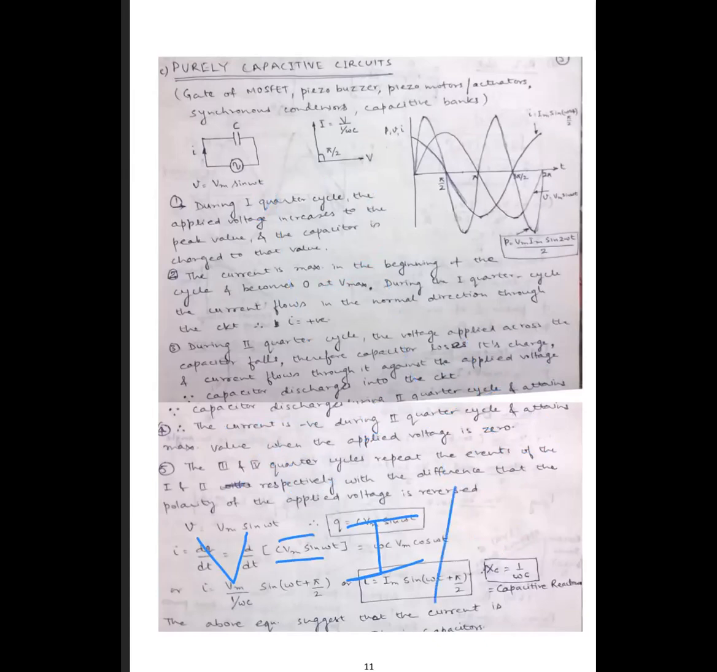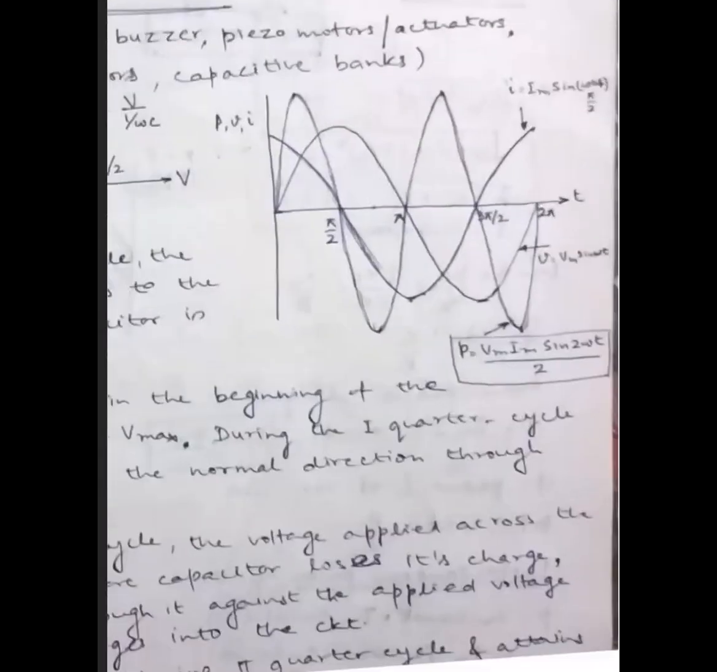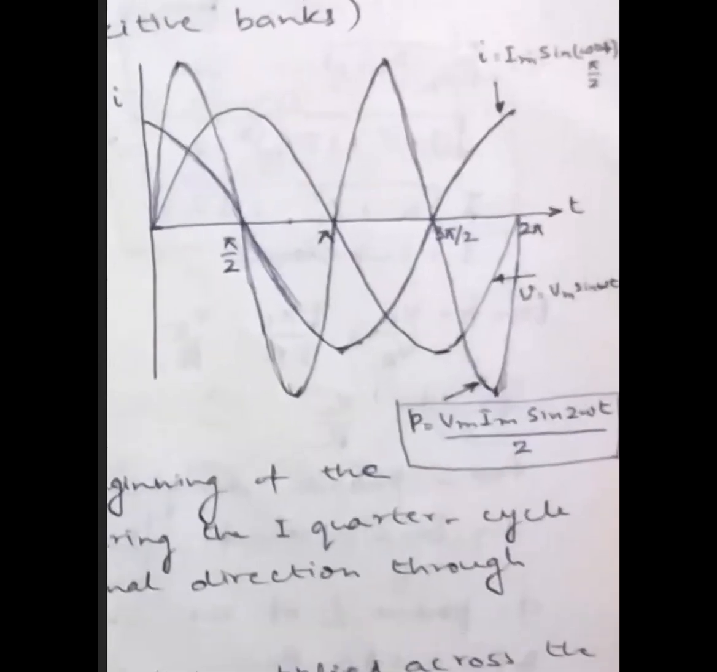So 1 upon omega C is there. So this you can say is the Ohm's law representation of the current, which is shown here in the phasor diagram. Okay. So now let us focus on the waveform. So this is the waveform.